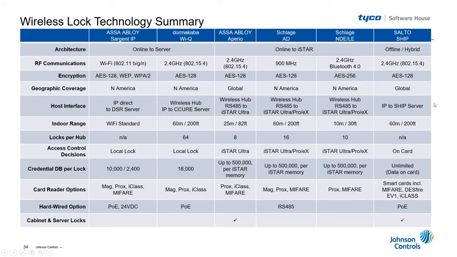So I'm not going to go through every single line here, but one of the important ones is the range. This line right here, for the wireless connectivity, 200 feet is the max for the Dormakaba and the Schlage AD. Then you get down to smaller ranges, 82 feet for Aperio and then 30 feet for those NDE locks. So just keep that in mind when you lay out your system, when you choose your locks.